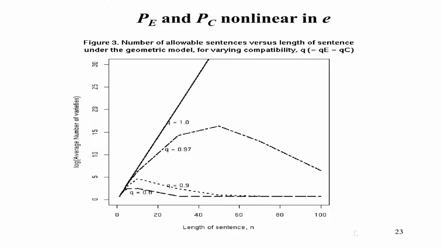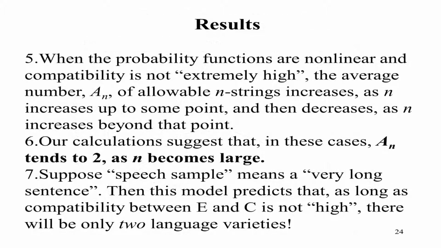Here's what happens when you use that nonlinear version, the one that stays low and then just jumps up. This first line, I'm plotting on a log curve. This one here is the maximal rule. But apart from that, once the compatibility is not too high, it goes up and then it comes back down. And I've done simulations, it always comes down to 2. So with this second model, you get this limiting case that as n becomes large, the number of allowable sentences tends to 2.